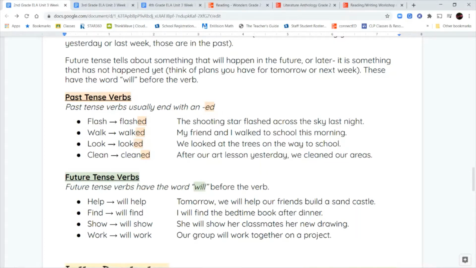Find becomes will find. I will find the bedtime book after dinner. Show becomes will show. She will show her classmates her new drawing. And work will become will work. Our group will work together on a project.